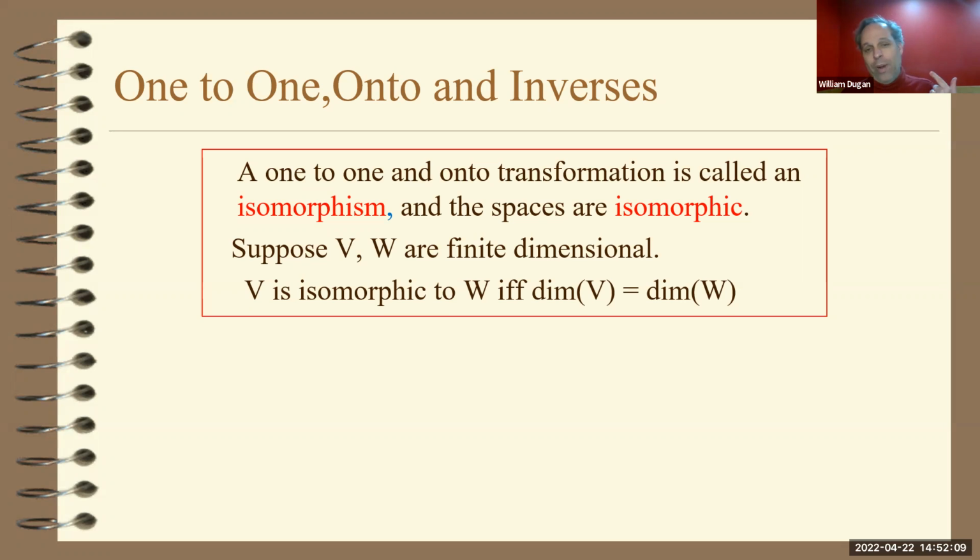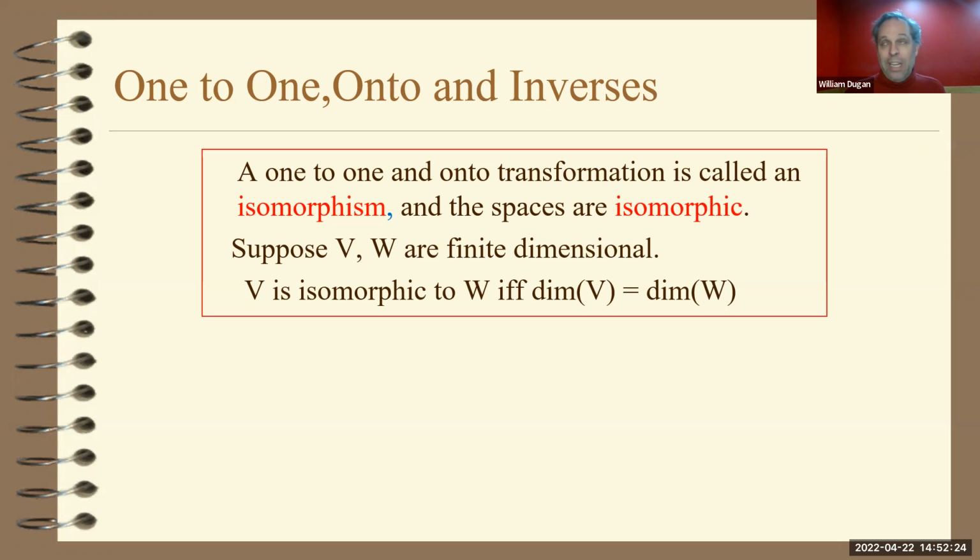So why is this true? It's obviously true in one direction, because if V is isomorphic to W, that means there's a 1-to-1 and onto mapping between them. That automatically means that since they're finite dimensional, they have to be the same dimension. They have to have the same number. That's something we already proved.